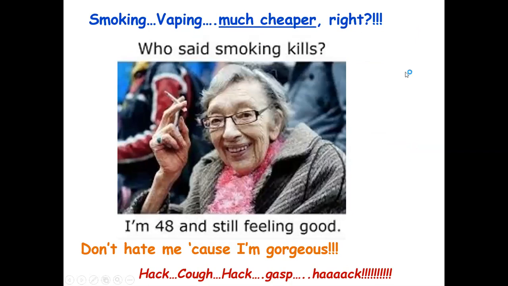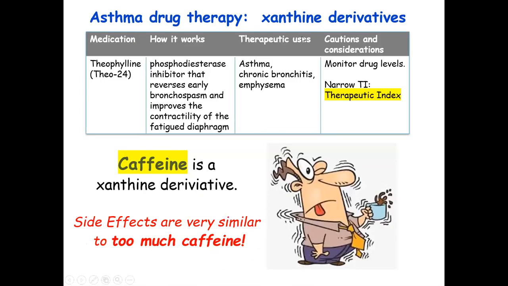Do this: smoking, vaping. Who said smoking? I'm 48 and still feeling good. Hold on. That was just a joke. Everybody want to see what my mom looks like? No, I'm joking.